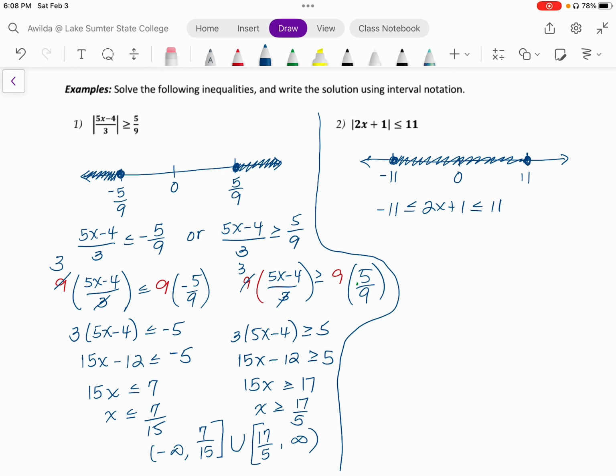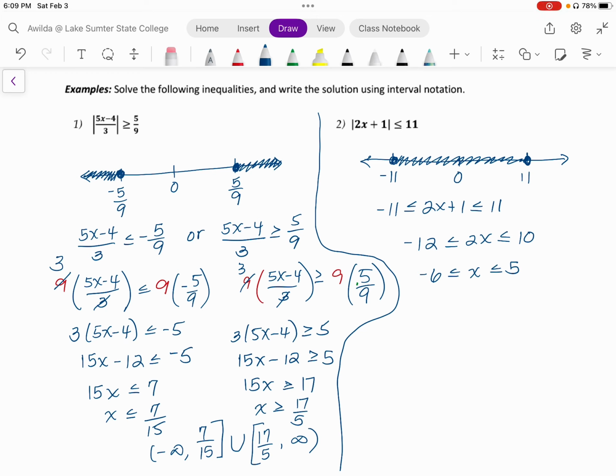Let's solve the three-part inequality by isolating x in the middle portion. First, we subtract 1 from all three parts. Negative 11 minus 1 is negative 12. In the middle, 2x plus 1 minus 1 gives us 2x. And on the right, 11 minus 1 will give us 10. Now, we divide all three parts by positive 2 because we're dividing by a positive number. We don't have to worry about the direction of the inequality symbols changing. They will stay the same. Negative 12 divided by 2 is negative 6. 2x divided by 2 is x. And then 10 divided by 2 is 5.